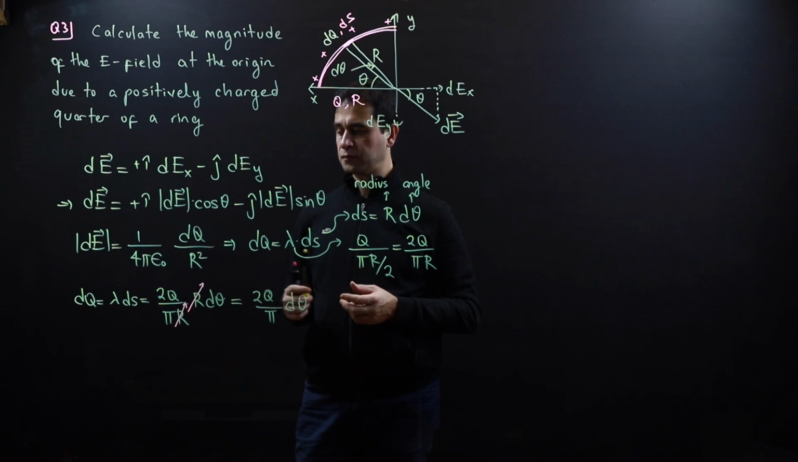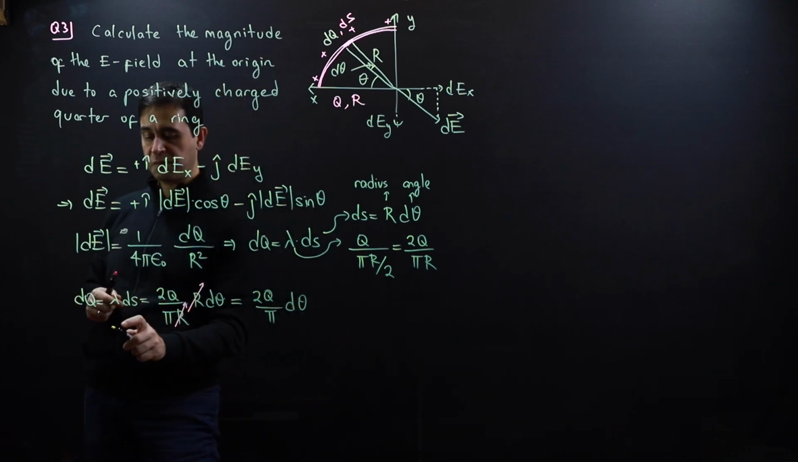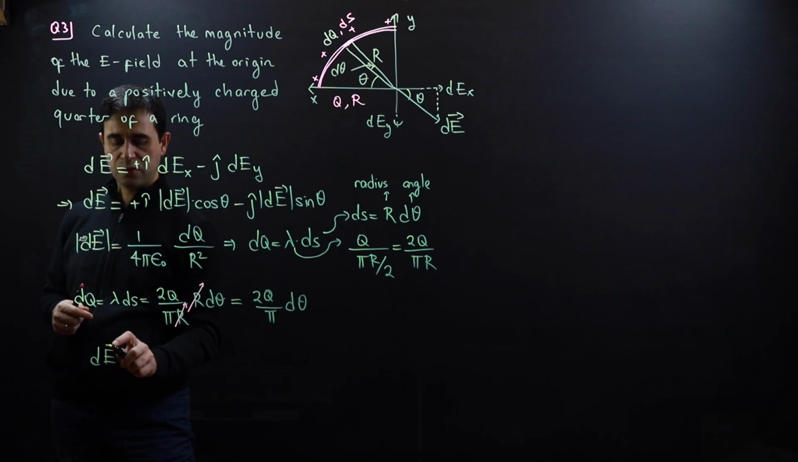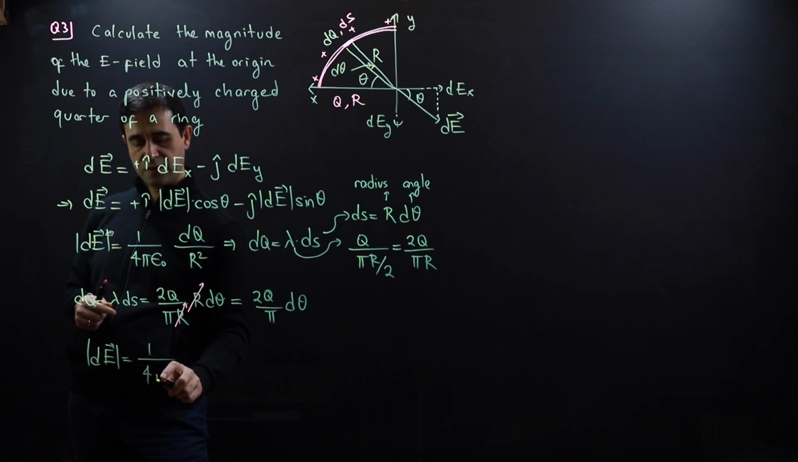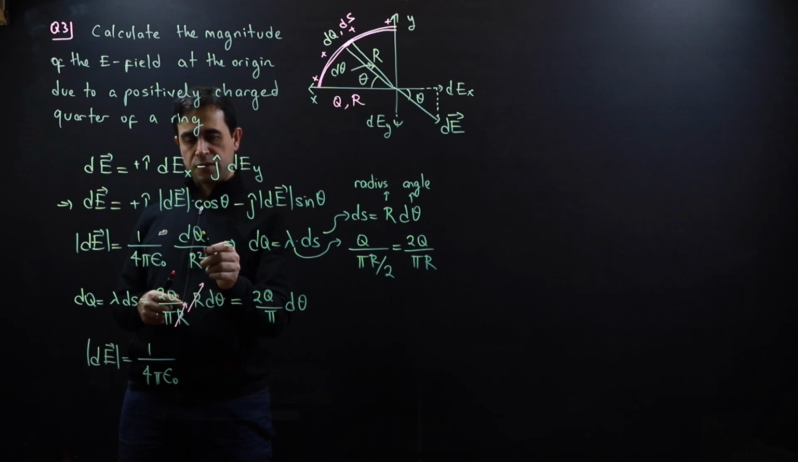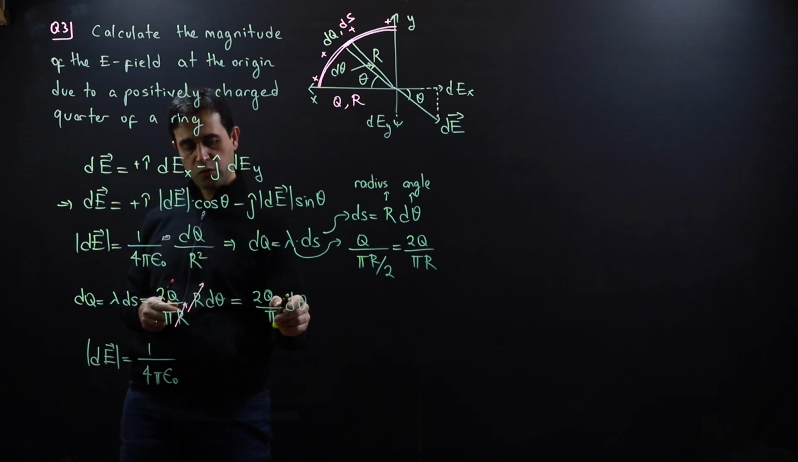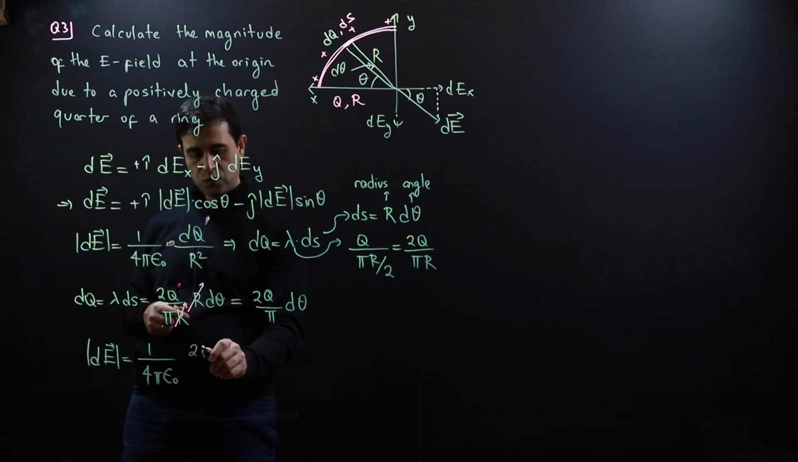Okay, so this is all good, right? Now the next thing is I'm going to take that and put it in this equation and write down what this dE magnitude is. So the magnitude of dE is the factor in front, which is 1/4 pi epsilon 0, and this is dq, which is all of that divided by r squared. So that's 2q divided by r squared times pi times d theta.